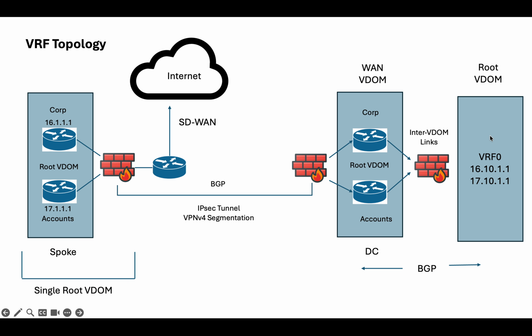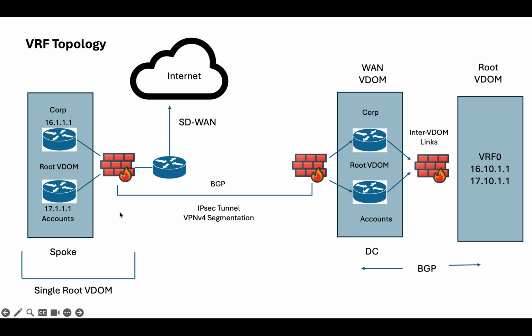So for the purposes of the demo, I'm using loopback addresses to emulate actual networks, and here from the data center side, I'm using, again, loopbacks to inject traffic from the data center back to the spoke side.